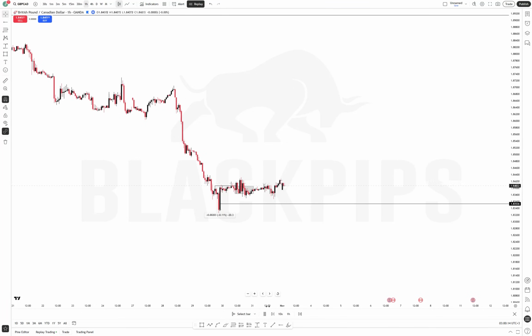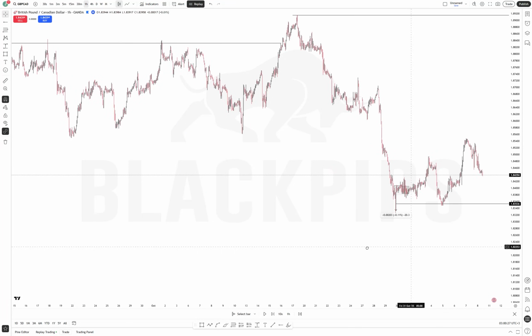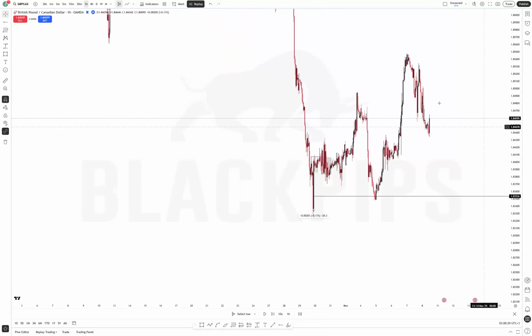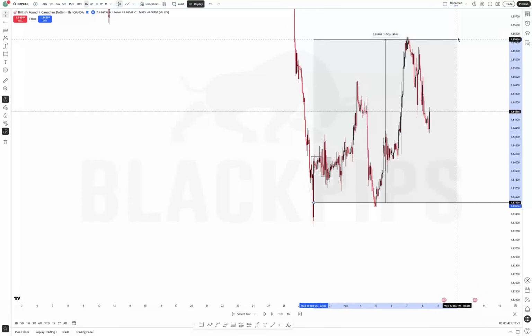The price came, took the entry, and went. As you can see, the price came, took the liquidity, and then moved above. The stop loss was 20. As you can see, even if you put 10 pips, you'll still be safe. So we put our maximum, which is 20, and the price came, took the entry, and went about 200 pips. So that was the first entry.